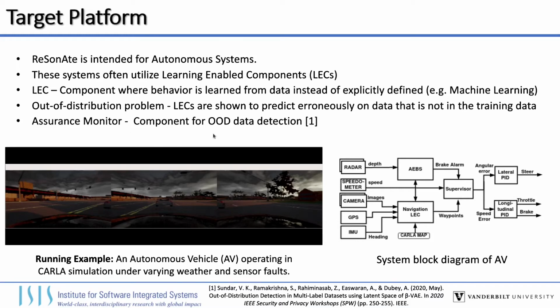So we use an assurance monitor, which is trained along with our navigation LEC here. We use this as an out-of-distribution data detector. So this component gives us some indication, as a confidence level, of how well our LEC is doing.